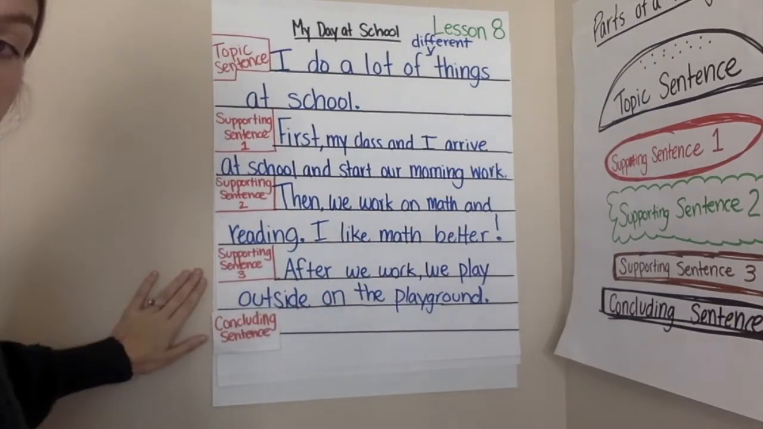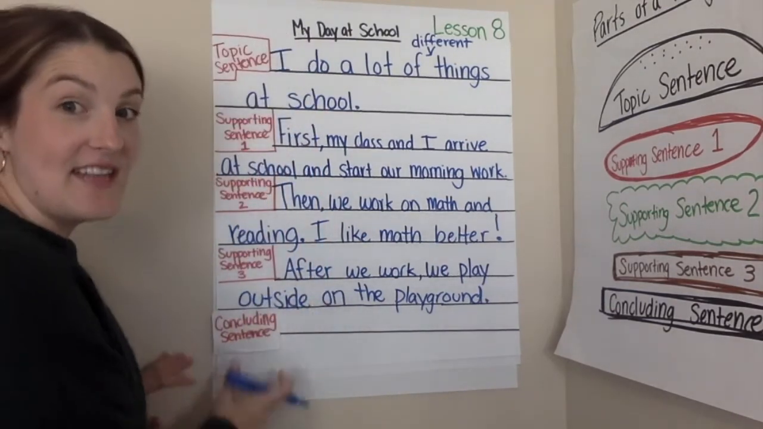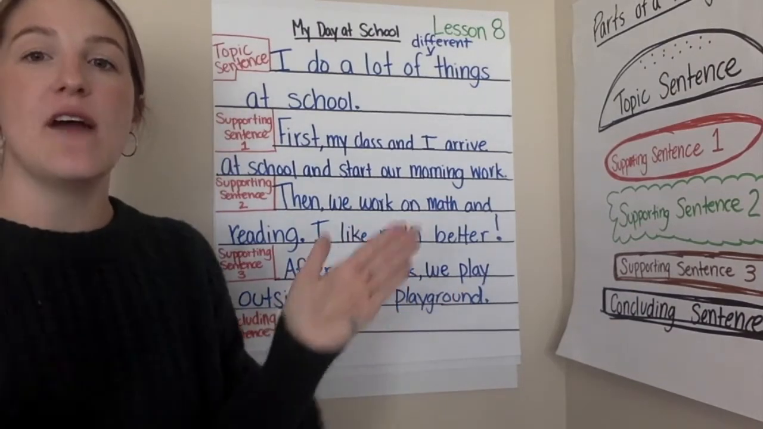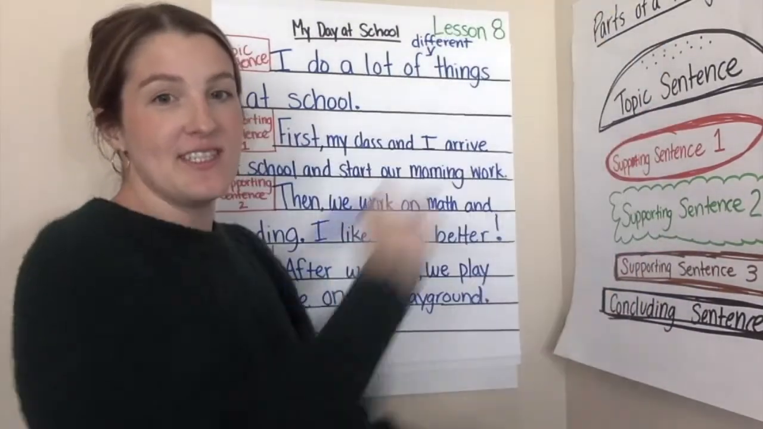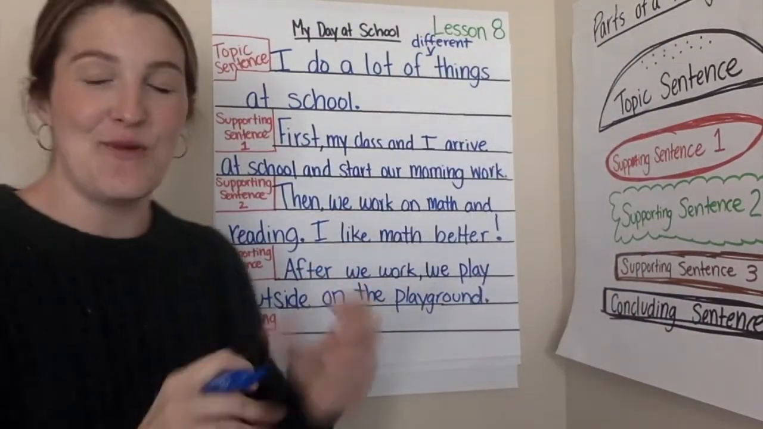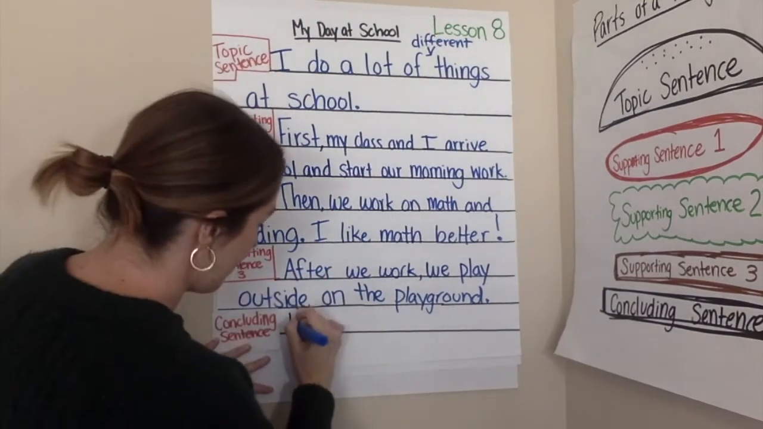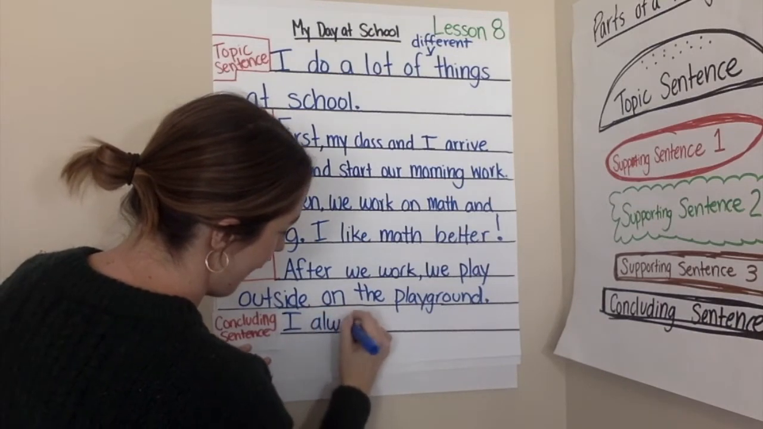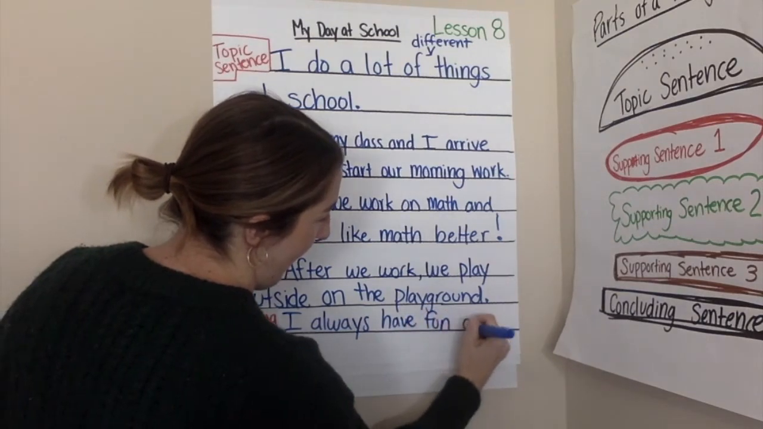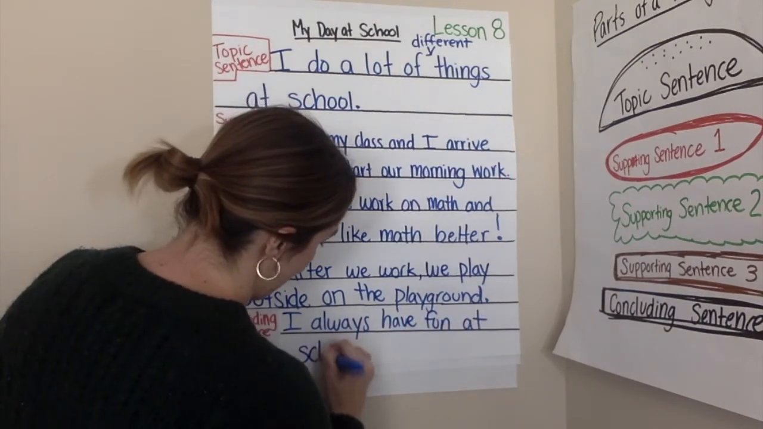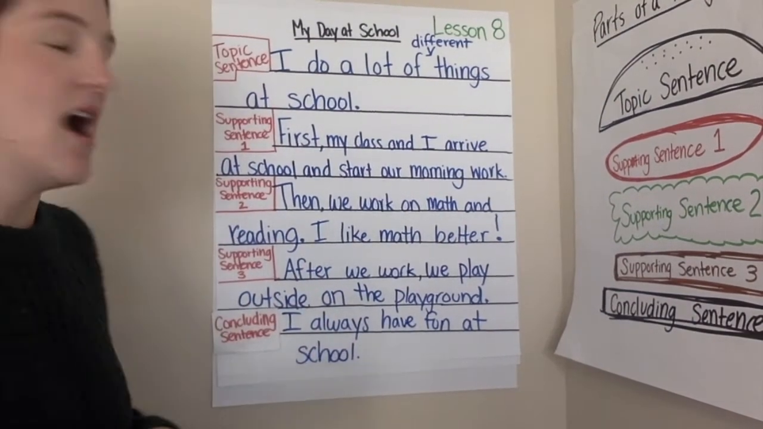Okay, so now I have 4 sentences done, ready for my 5th one, which is always your concluding sentence. It's what holds up the rest of your paragraph and lets your reader know that you're all done. Just like a burger, right? Just like you would have it, it turns it into a nice little sandwich that you can take a little bite out of. So I'm done. I'm going to tell my reader, I always have fun at school. Done. And that's what it takes.